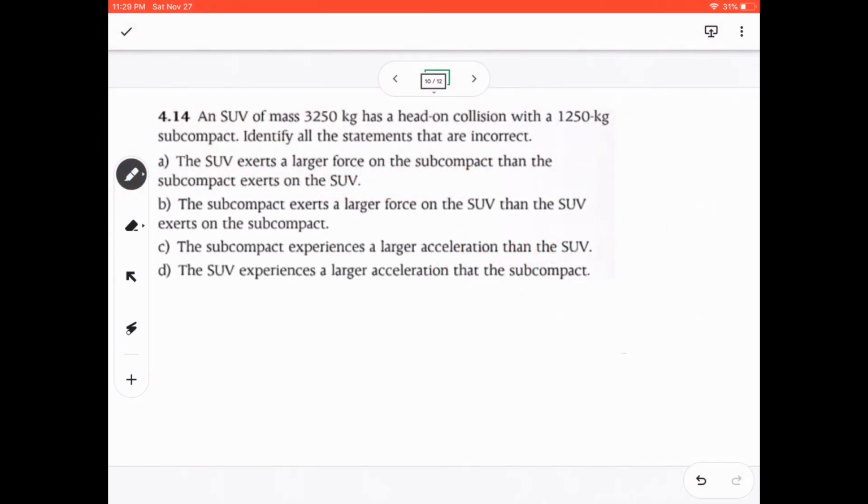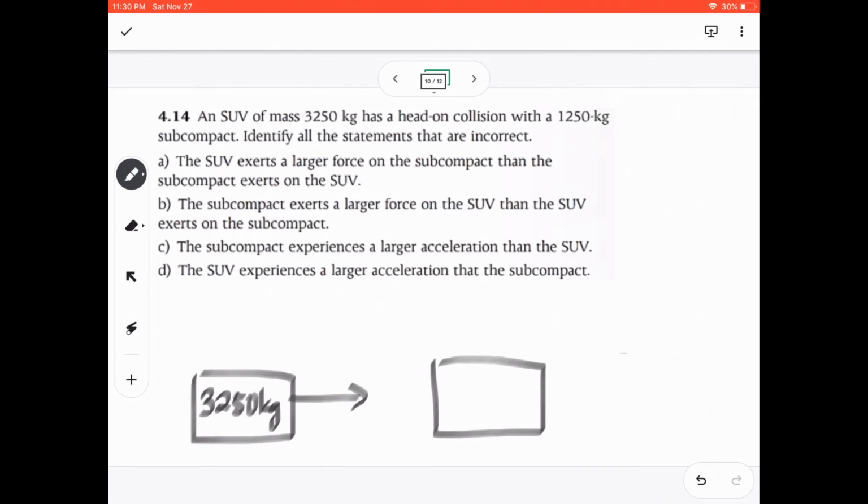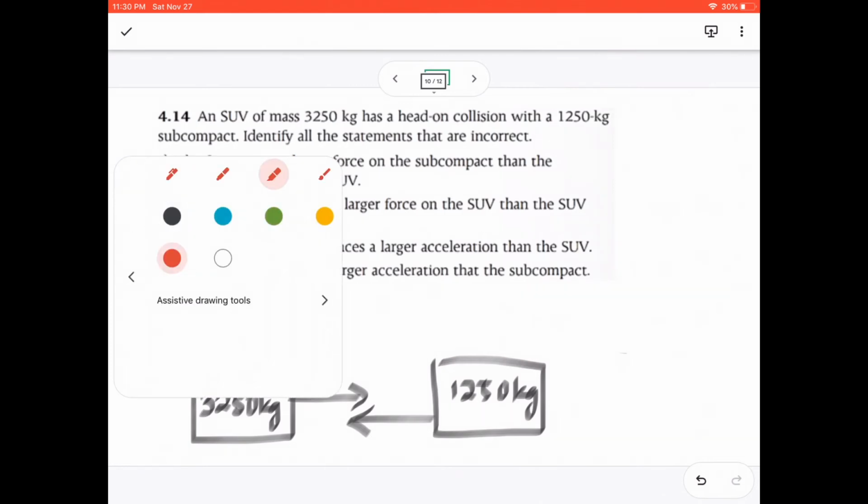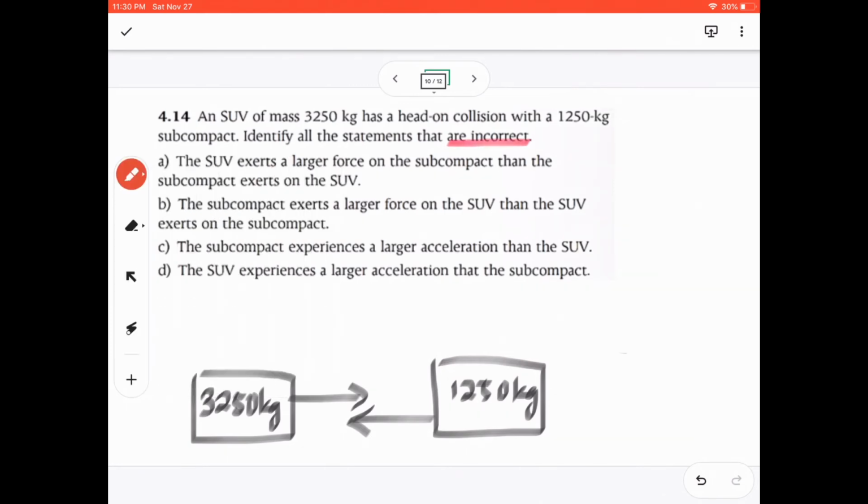Question 14. An SUV of mass 3,250 kilograms has a head-on collision with a 1,250 kilogram subcompact. Identify all the statements that are incorrect. So there is an SUV over here which is 3,250 kg, and it has a head-on collision with a subcompact, another type of car, which is 1,250 kilograms. Okay, so they collided with each other.